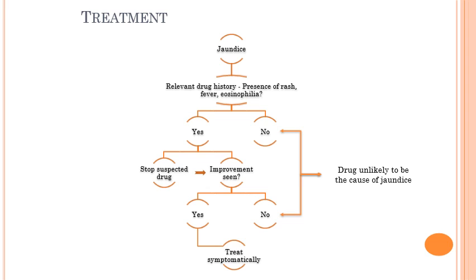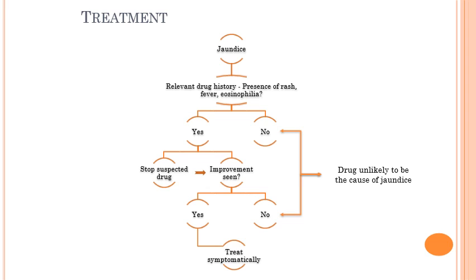Now if these things are present, as indicated by yes, we will stop the suspected drug. If we determine that any of the drugs is causing the disease or the symptoms of jaundice or liver failure, we will stop the drug, and after stopping that drug we will see whether there is any improvement in the liver functioning or not. Now if there is any improvement in the liver functioning, we will treat the patient symptomatically. Any of the symptoms that are present in the patient will be treated symptomatically.